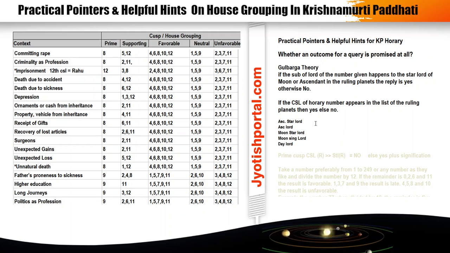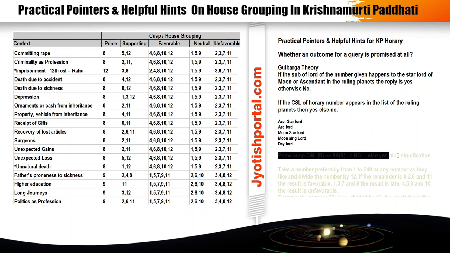So suppose somebody gives the number 1, so you know the sublord is Ketu. So Ketu has to appear in this list, and now Ketu is a node, so it can't be an ascendant lord or a moon sign lord. It has to be a star lord, the ascendant star lord or the moon star lord. Rahu and Ketu should not appear through some representation, but they should appear directly. Suppose somebody gives the number 2, then Venus can appear anywhere, as a star lord or ascendant lord or the moon star lord or the moon sign lord and as the day lord. So this rule says that if the ascendant sublord appears in the list of the ruling planets, then the answer is yes for the query. Otherwise, it is a no.